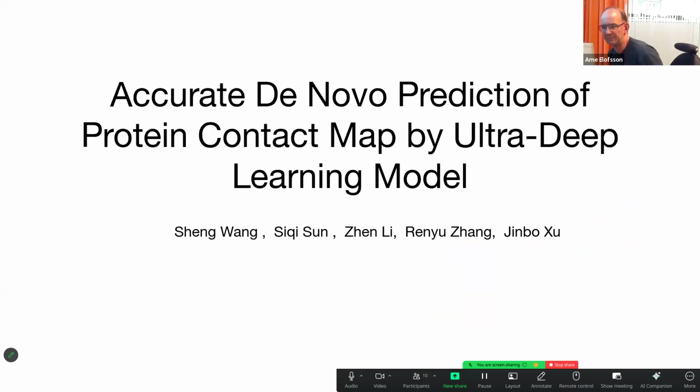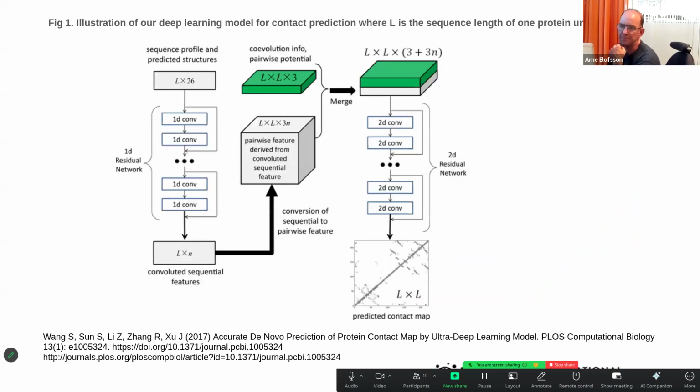And then we and many others improved this method. In particular, there was a paper by Jinbo Xu that used what's called an ultra deep learning model. That was a clear improvement over earlier methods. If you remember, or if you know the history of deep learning, 2012 was the big success in ImageNet. So they used the same ideas people use for images, but to predict contacts.